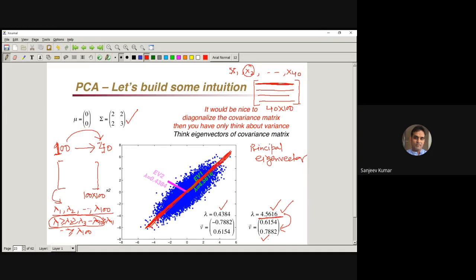Now, you will take your first sample, which has 100 dimensions, 100 by 1. Once you pre-multiply it with this matrix, you will get a new 40 by 1 feature vector corresponding to this 100 dimensional vector for the first sample. You will do the same thing for the second sample and so on.